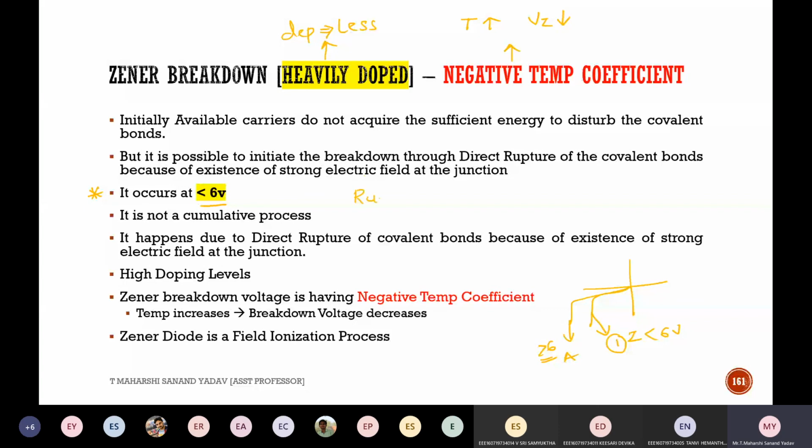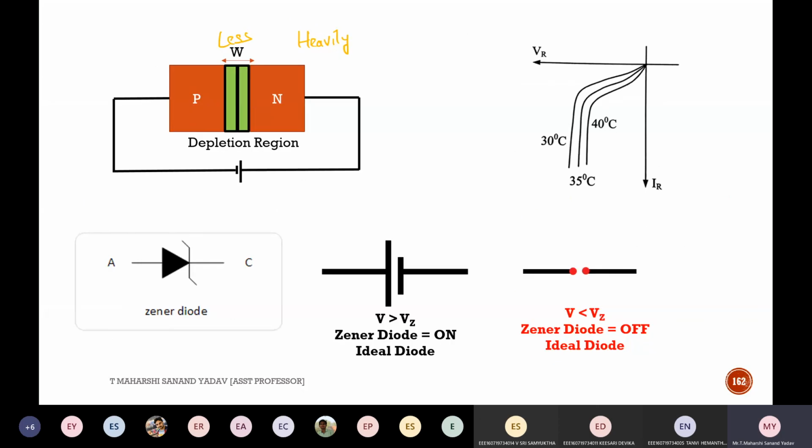This is because of rupture of covalent bonds. Whereas in case of avalanche, 1 electron creates 2, 2 creates 4, this is 8. So this is something cumulative in nature. These two terms will be a bit confusing for you to understand. So once again, try to go through this slide so that it will be easy for you to understand. So these are the important points: heavily doped, lightly doped, less than 6 volt, greater than 6 volt. And one more thing is positive temperature coefficient and negative temperature coefficient.